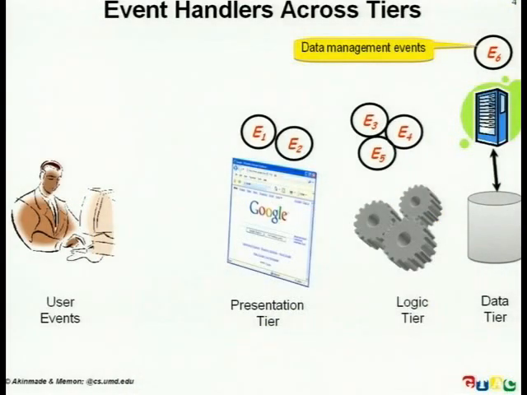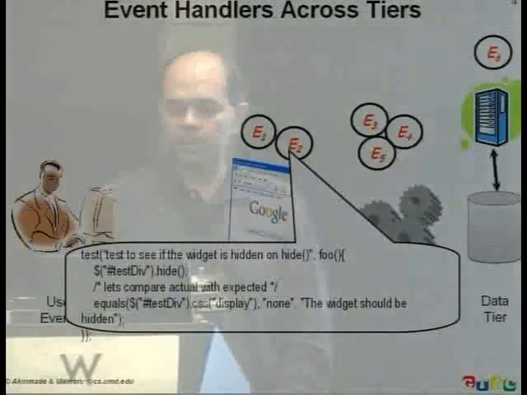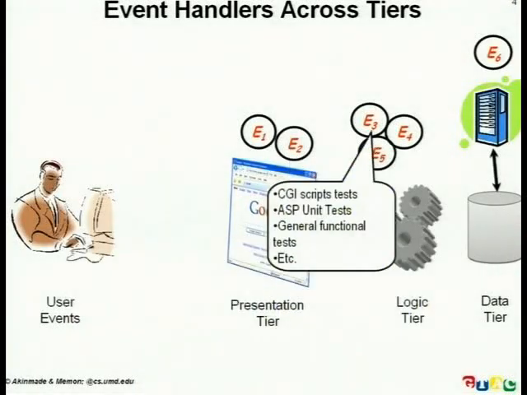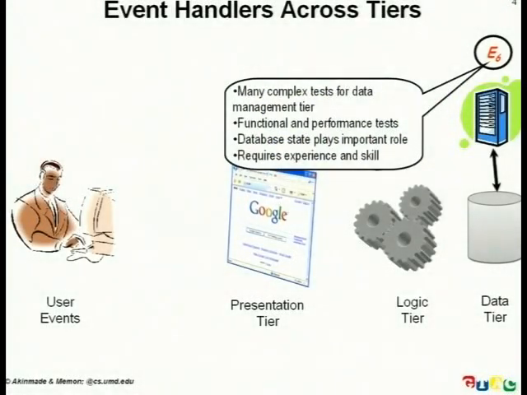And then in the data tier, you have all kinds of data management events: update the database, retrieve something from the database. I call all of these things events. And lots of people write lots of test cases at all these different levels. So this is a nice test case to test the functionality that I had shown before. And there are test cases that you can write at the CGI level, middle tier level, and at the database level. Very complex applications.